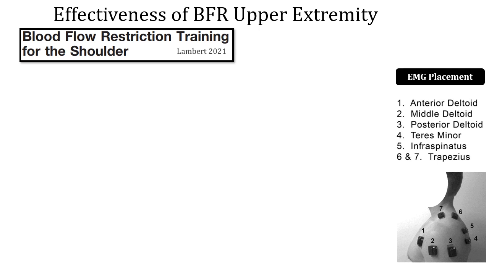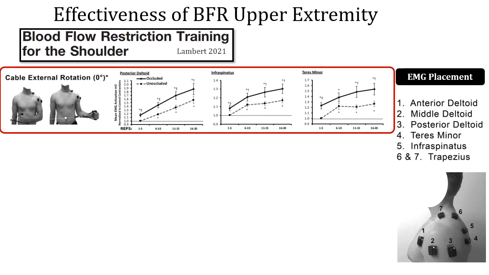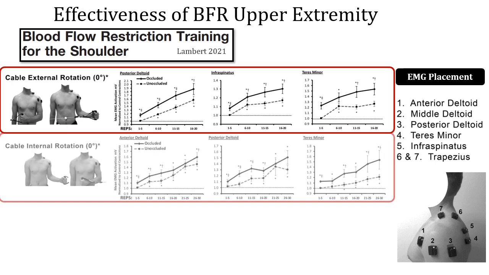Right, so keep in mind the EMG and the importance that plays on the proximal adaptation. So we have the cable external rotation at 0 degrees. The solid black line is the occluded group, the dashed line is the unoccluded group, and you can see the number of repetitions across the bottom for the external rotation for the posterior deltoid, the infraspinatus, and the teres minor respectively. The take-home message is that both groups gradually increased their EMG, with a substantial increase almost at every time point in the occluded group versus the unoccluded group.